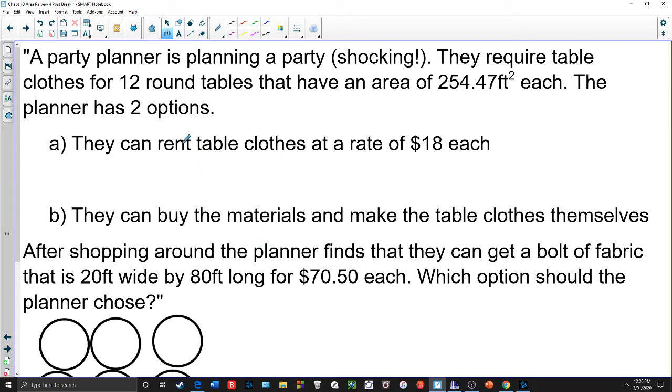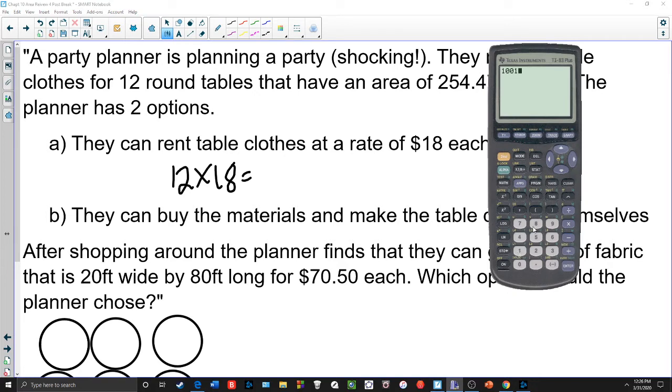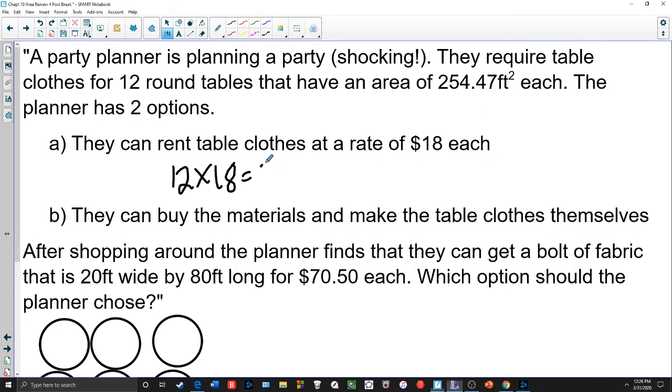So they want to know which one's going to be cheaper. Well, the first option is pretty easy to figure out, right? If it's $18 each and they need 12 tables, that's going to be 12 times 18. 12 tables, $18 each. 12 times 18. That's going to cost them $216. Which, okay, that's that cost. Now you figure out if making our own would be cheaper.